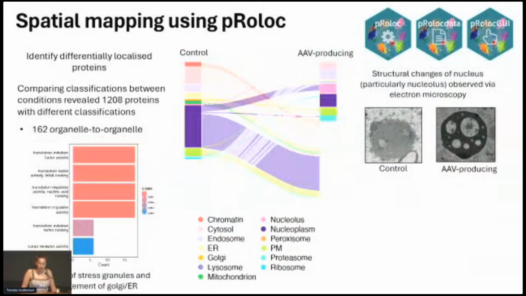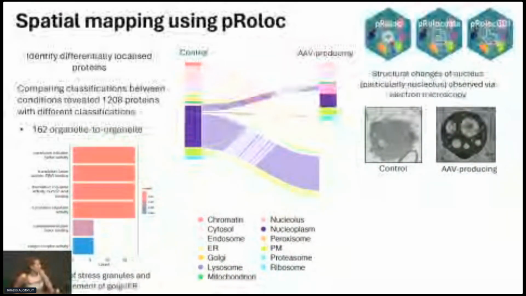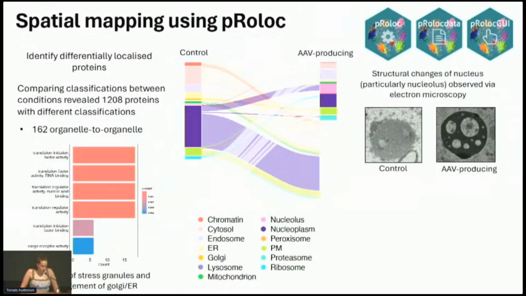In this case, I won't go into too much detail, but what we saw was quite drastic rearrangement of the nucleolus, which has been confirmed using electron microscopy. You can see there on the right of the screen, quite drastic differences. We are also able to observe the formation of stress granules with lots of proteins moving around there, and also rearrangement with proteins moving through the secretory pathway from the ER and the Golgi.